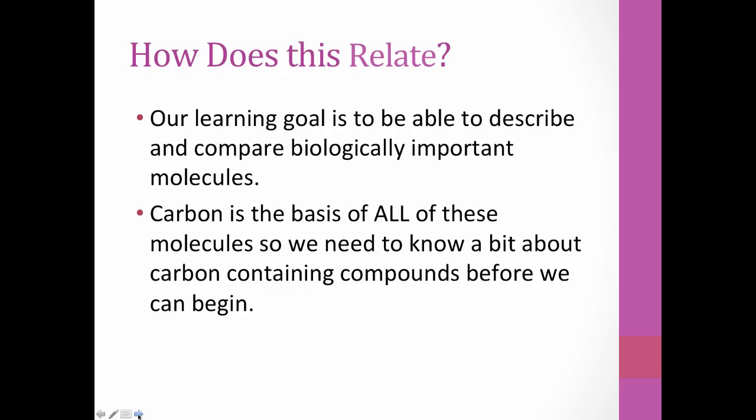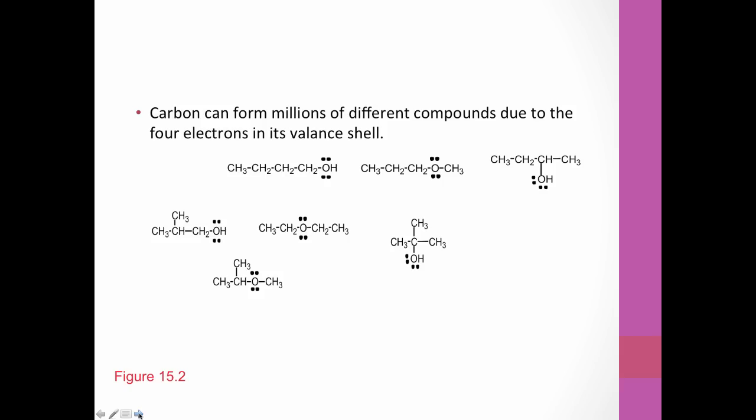So why do we need to understand carbon or organic chemistry in a biology class? What we want to be able to do is describe and compare these biologically important molecules. And the basic building block of all biologically important molecules is carbon. So we have to understand A, the carbon atom itself, and then B, the types of carbon-containing compounds that are out there before we can begin.